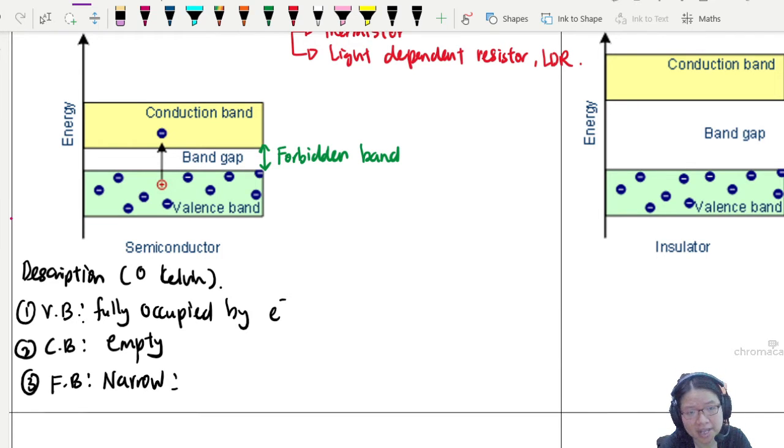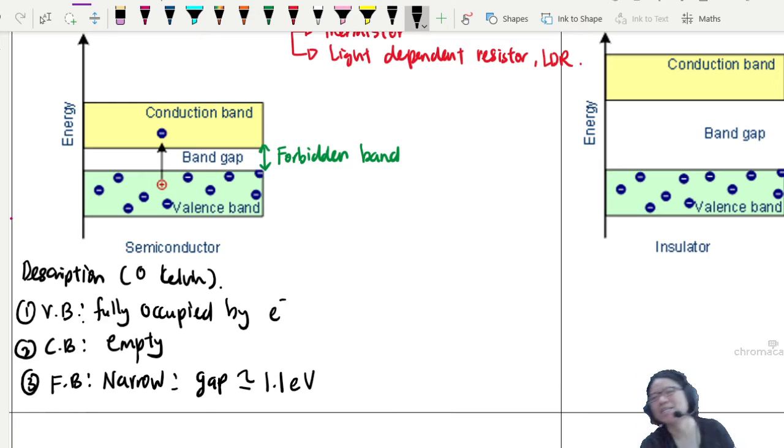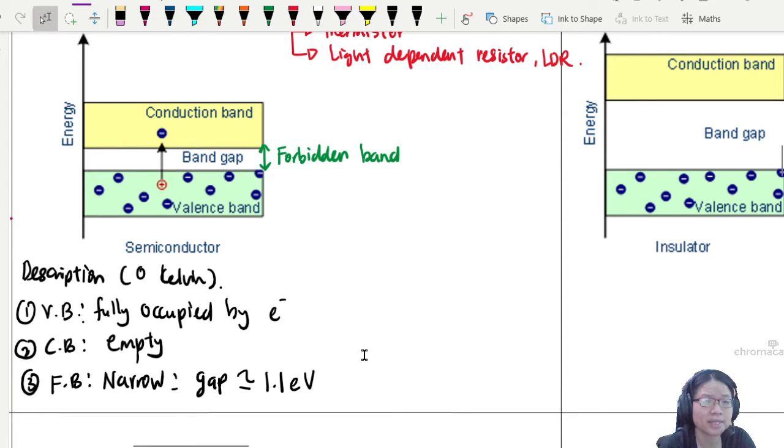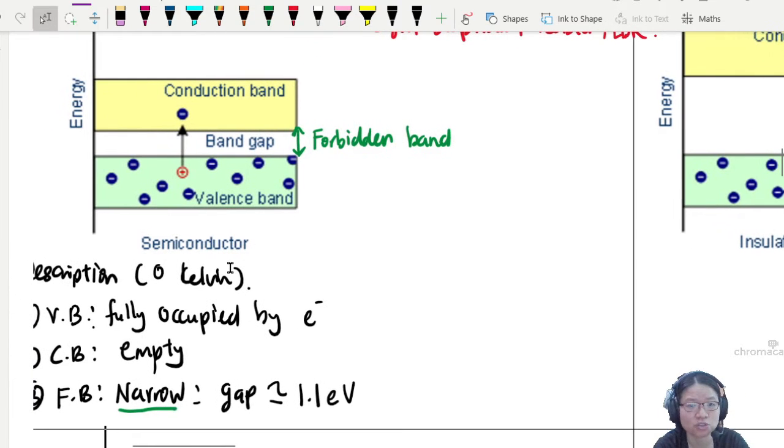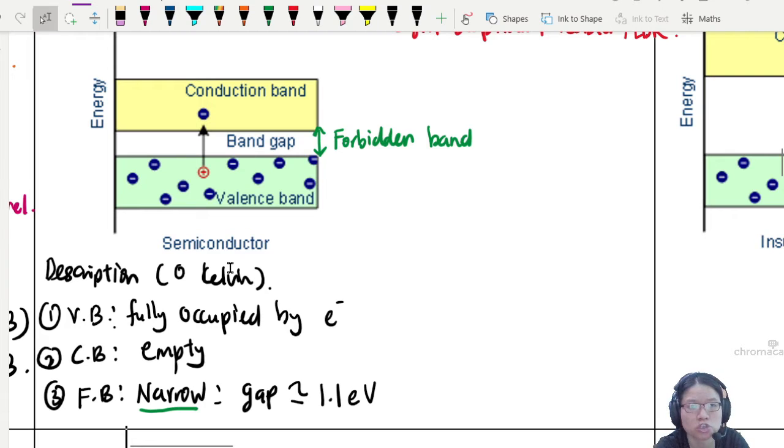And the gap size is more or less 1.1 eV. Around 1 eV. Okay, so this forbidden band is narrow. So if the forbidden band is narrow, what does this imply? A narrow forbidden band means that the electron can actually jump into the conduction band. But we need to give it an energy. We need to give it a boost. All right, so I'm going to write down here what could possibly boost the electrons.